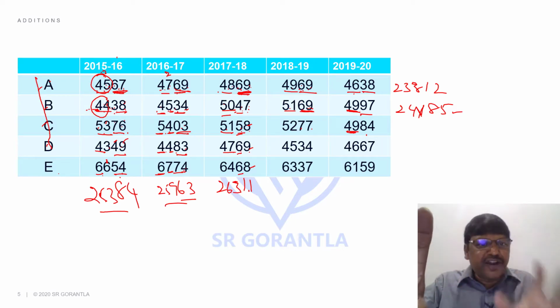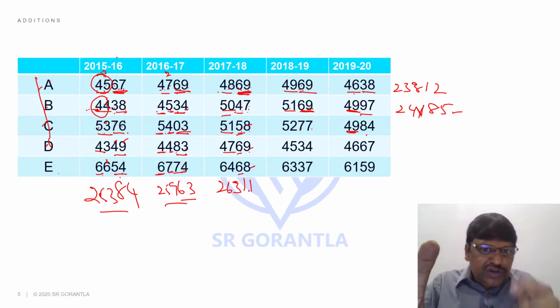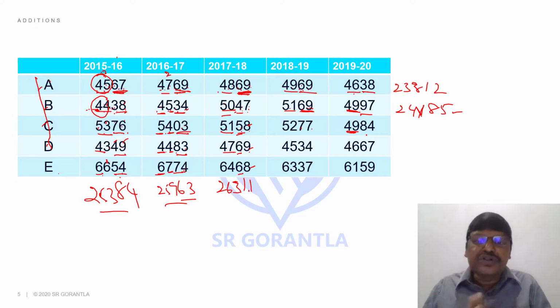Today in 10 minutes I have done 10 questions, so tomorrow I should try at least 11 questions. Day after, 12 questions. Every day you should try to do one question more in the same time. I'm sure, students, in a week's time your speed will get doubled. That's one exercise you should do.